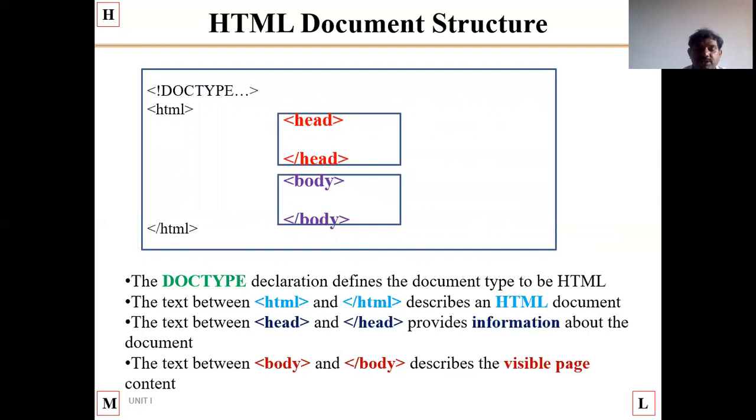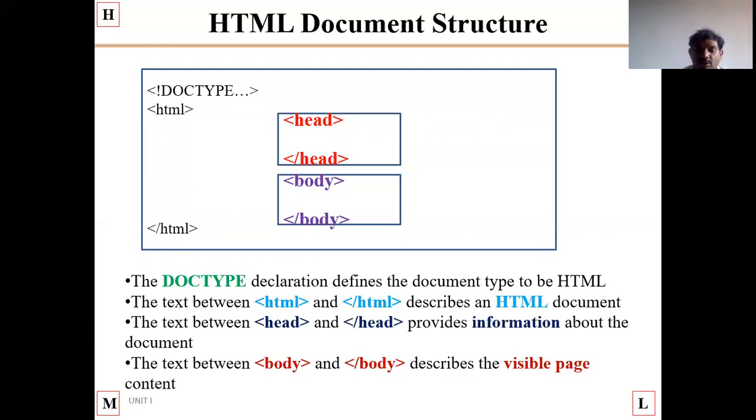The second point is the text between HTML and /HTML. HTML is less than HTML greater than. We can say that is the opening tag for the HTML program. After completing our program, we have to close with the /HTML tag to end the program. We write less than /HTML greater than. That is the end statement for the program.